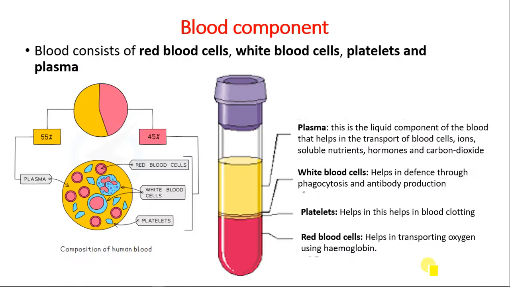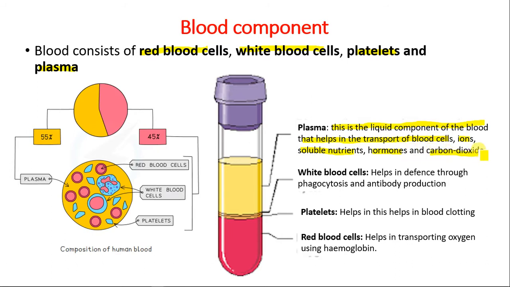So, blood components. The blood itself consists of red blood cells, white blood cells, platelets, and plasma. If you separate each component, you find that 55% of the blood is made up of plasma, the liquid component of the blood that helps in transport of blood cells, ions, soluble nutrients, hormones, and carbon dioxide.